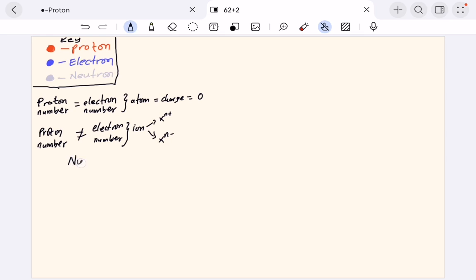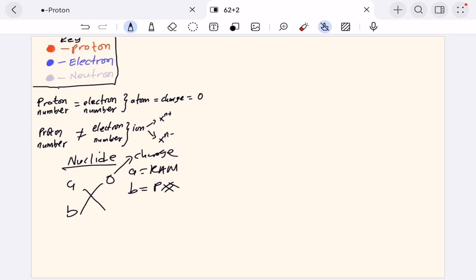So, when we have a nuclide like this, we know that A represents the relative atomic mass, which is the mass number, then B represents the proton number. Then obviously here, that is where we put the charge. So for an atom, when the proton number is equal to the electron number, this represents an atom, and for an atom, the charge is 0.